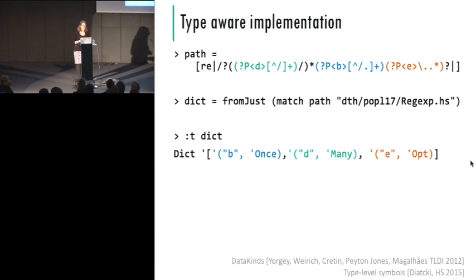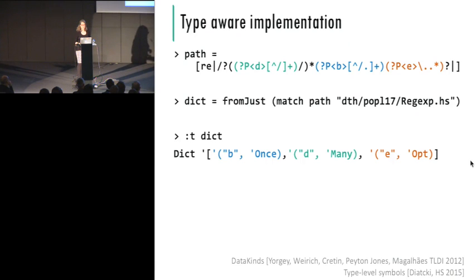So the base name appears exactly once, right? We know any successful match of this regular expression will match the base name once. There has to be a base name in a file. The extension may or may not be there because there's a question mark. So the extension is optional. And then the directories that we match, we don't know how many of those there will be. So the type of our dictionary tells us that there may be many directories that we get as our result.